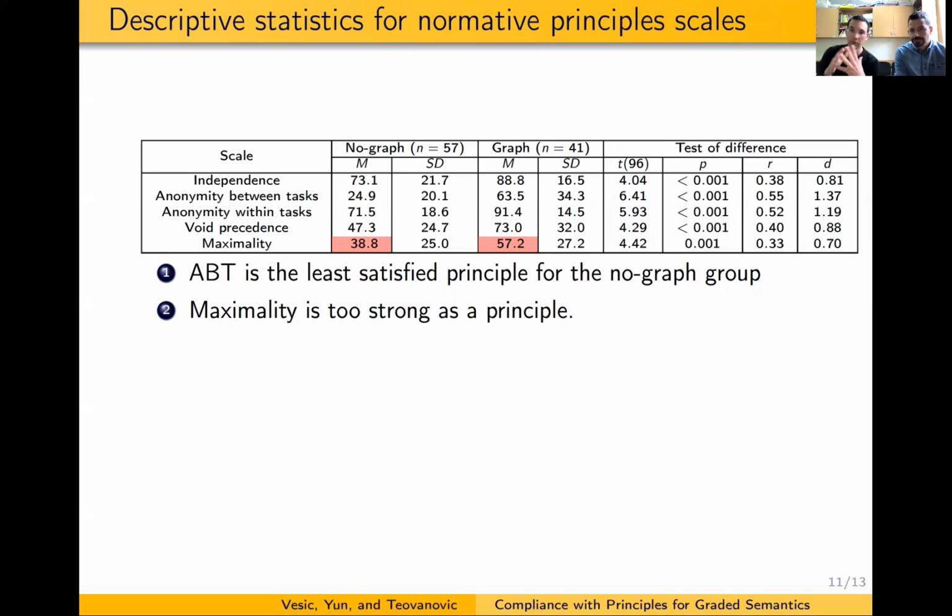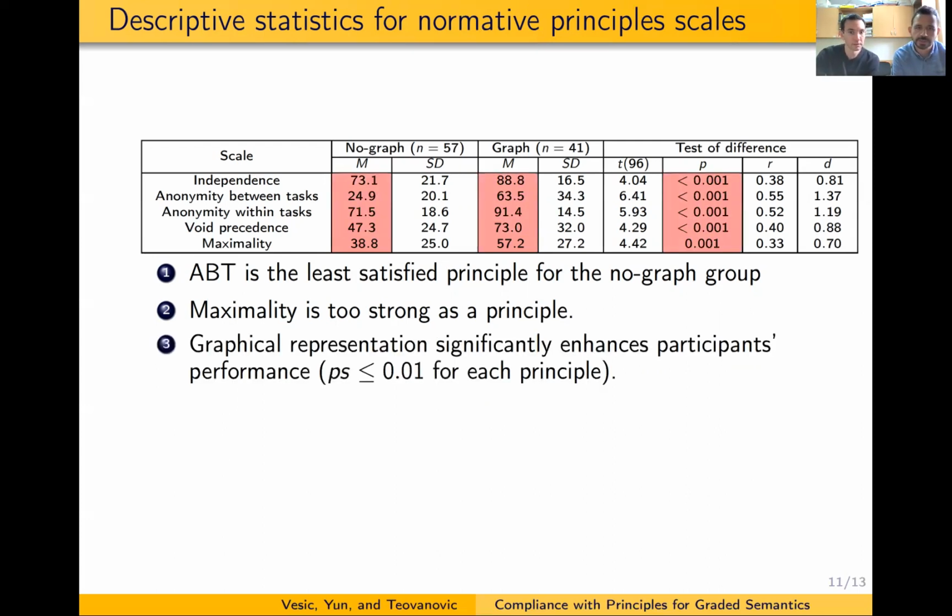Even if you give them just one argument, if it is not attacked at all, they still hesitate, and they might say it's 9 out of 10, or in our case 3 out of 4. Which is not shocking, and is actually quite rational, because they don't simply switch off their other knowledge, and they keep some reserve in reasoning. But the main result here is that for each of these principles, the performance of subjects was much better in the graph group.